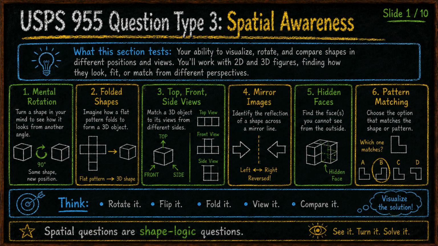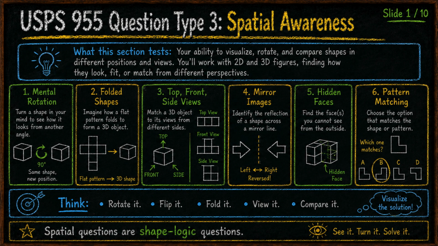USPS 955 Question Type 3 is Spatial Awareness. This section is testing your ability to visualize, rotate, compare, fold, and match shapes. It is not really about math. It is not really about memorizing definitions. It is about seeing how a shape changes when the view changes.